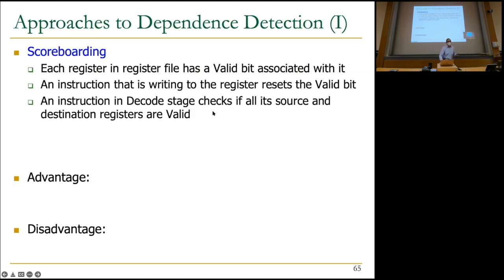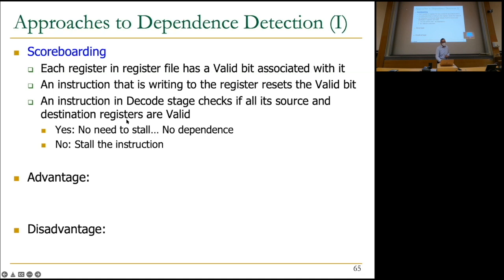An instruction in the decode stage checks if all its source and destination registers are valid. This is how you detect all the dependencies, basically. If one of them is invalid, that means that there's some instruction in the later part of the pipeline that has not yet updated the value. So it should stop. Basically, it should not move down the pipeline. Okay, so that's the idea. If all of them are valid, that means there's no need to stall because the register values are something you can trust. They're up to date in the register file, so you move on.